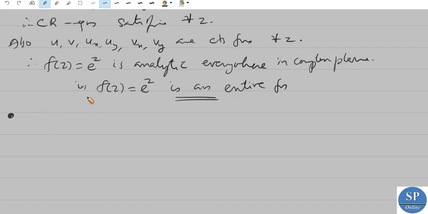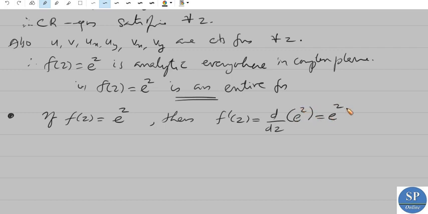So in a similar way, here also we can prove that if f of z is equal to e power z, then f dash of z is equal to d by dz of e power z, which is nothing but e power z. How can we prove this?